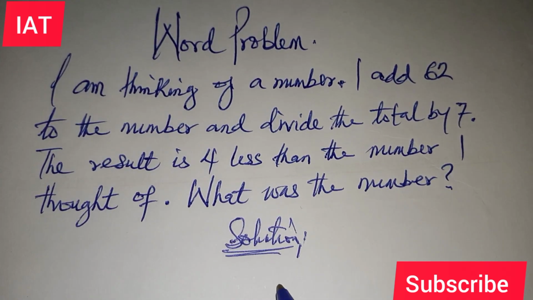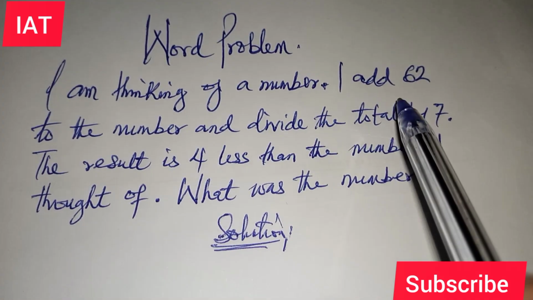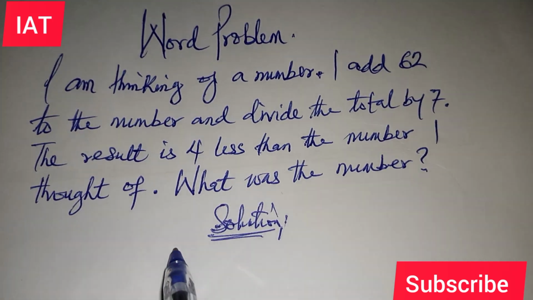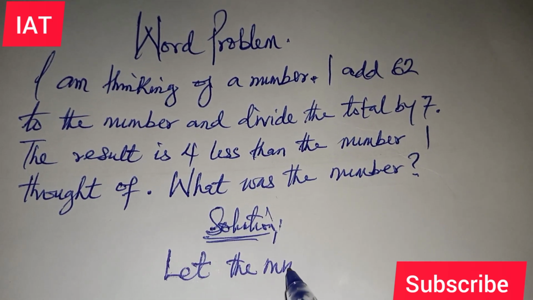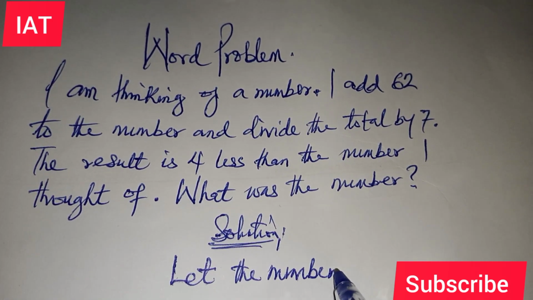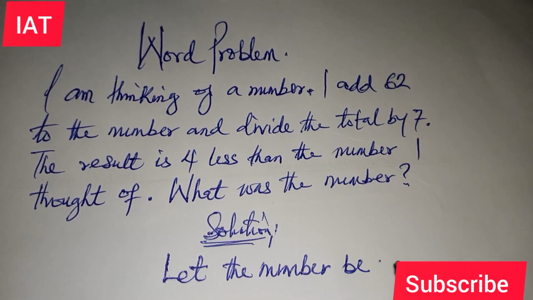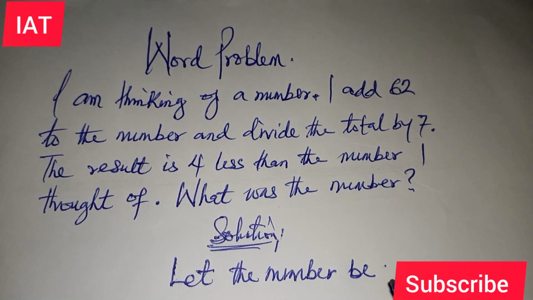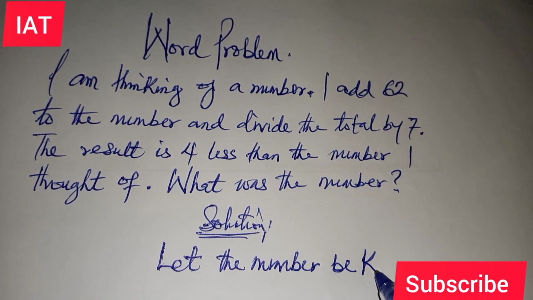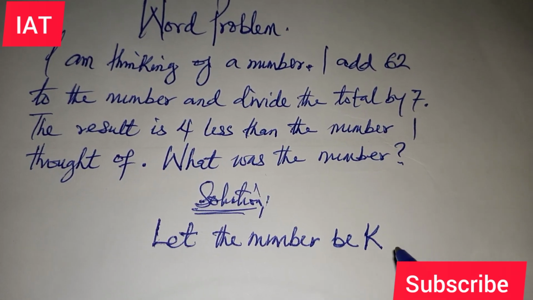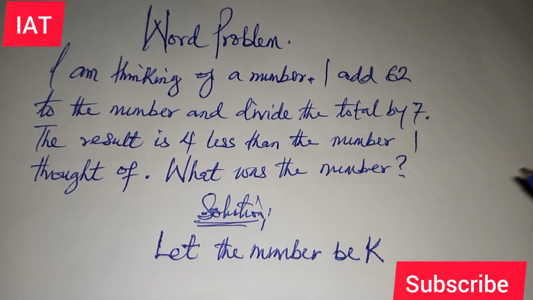So the first statement is, I am thinking of a number. We don't know what the number is, so let's make an assumption. Let the number that you probably thought of be, we usually use X. It could be T, it could be M, it could be any variable or alphabet you can think of. In my case, I will just use K, but you can use any letter at all because you're only thinking of a number. You don't know what the number is, so you just make an assumption. Let the number be K.